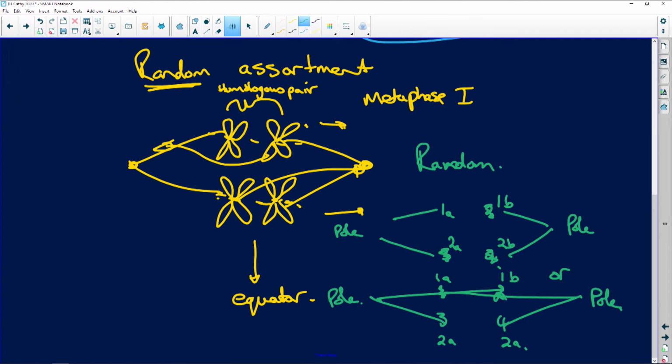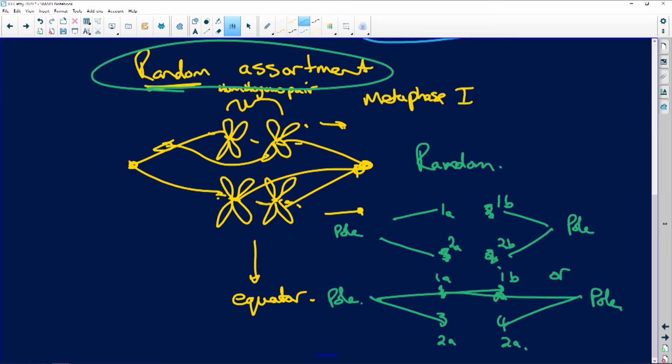But it's random. They can go to any pole, but as long as one of the 2 homologous chromosomes is going to go one way and the other one's going to go the other way. So they can either go this way, or they can go that way. But it's random. And remember, we've got 23 pairs of chromosomes. So you've got an assortment. You may have 1A goes this way, 2B goes this way, 3A, 4A, 5A, 6B, they all channel to one side. The others will clearly go to the other side.